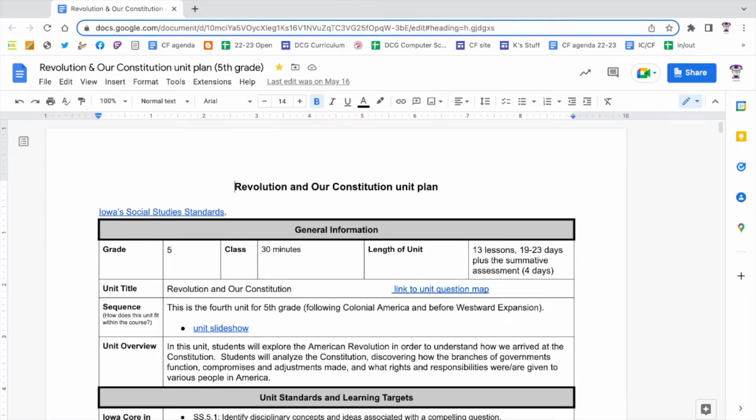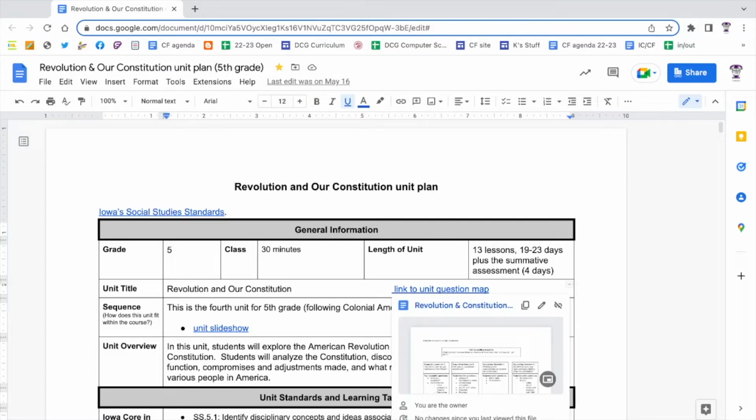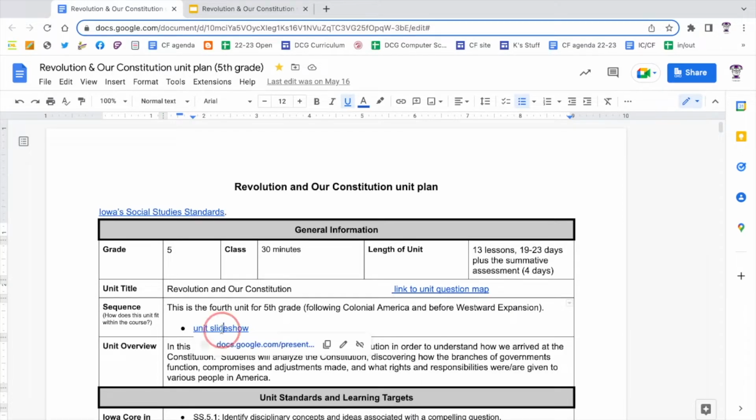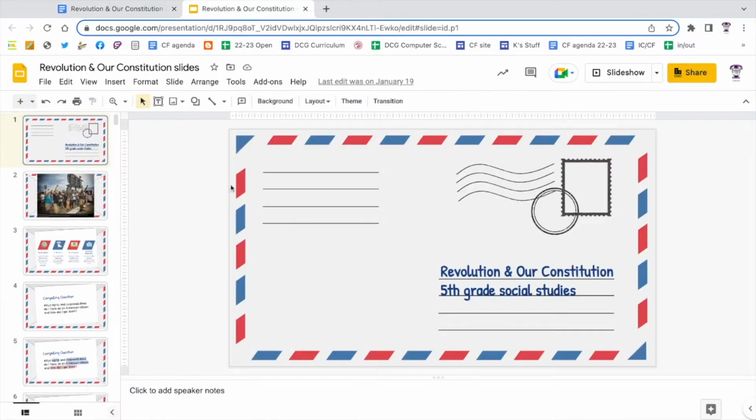This is the fourth unit and has 13 lessons. It should take somewhere between 23 and 27 days to complete, depending on the assessment format. There is a unit question map linked so that you can see how the unit was structured around the compelling and supporting questions. And also, we have a unit slideshow for this unit.